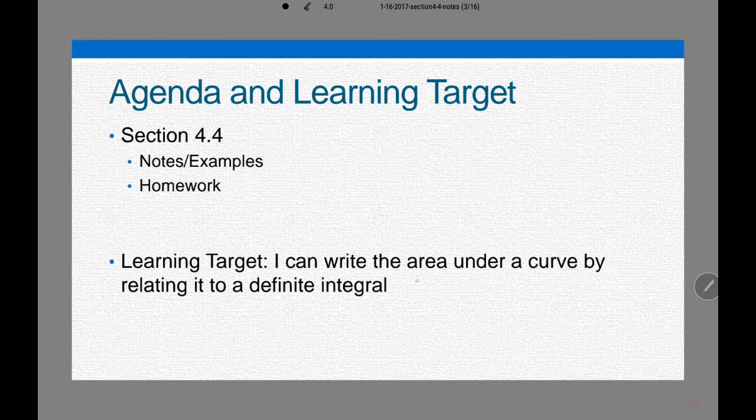Today we're going to be looking at the area under a curve again, but today we're going to actually relate it to something called a definite integral. And over the next few days we'll see that this is a way easier way of calculating the area between a curve and the x-axis.